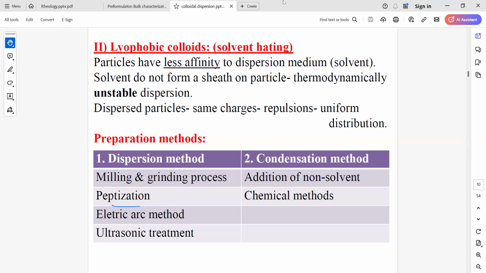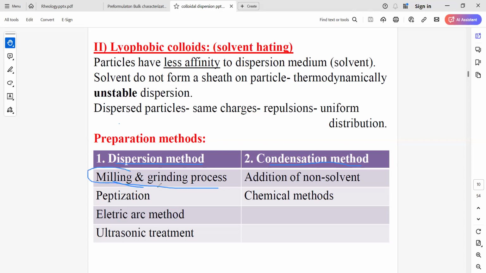Now, as I have told you, it is not easy to prepare lyophobic colloids. Lyophilic colloids can be easily formed just by simple dispersion of your colloidal particle into a solvent, but lyophobic colloids cannot be formed easily, and for that you require a special method. There are two types of method: dispersion method and condensation method. Remember these methods also. Milling and grinding process.